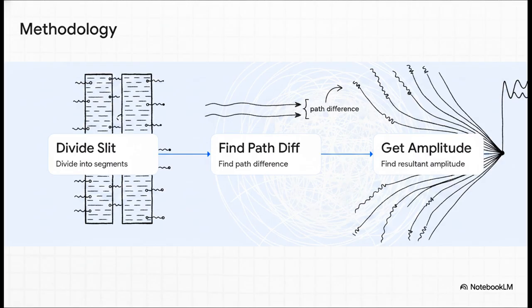It sounds complex, but it's super logical. First, we imagine dividing the width of the slit into a massive number of tiny equal segments. Every single one of these segments acts as its own tiny source emitting secondary waves. Second, because these waves travel to the screen at a specific angle, we find the path difference, basically how much further one wave has to travel compared to the wave right next to it. Finally, we just add up the resulting phase differences from all those little waves meeting at a single point to calculate the overall resultant amplitude.